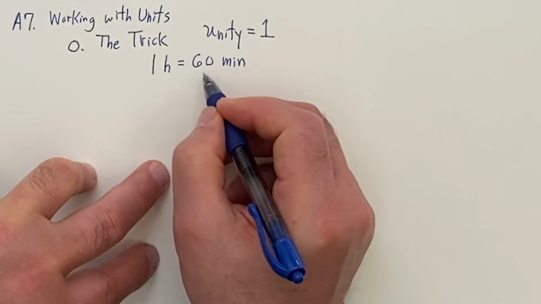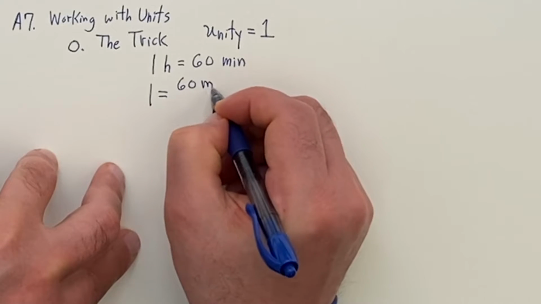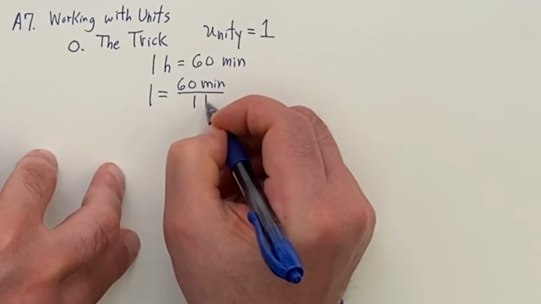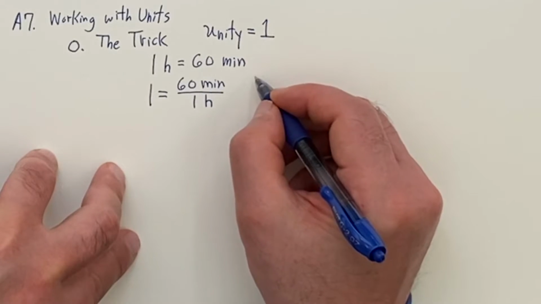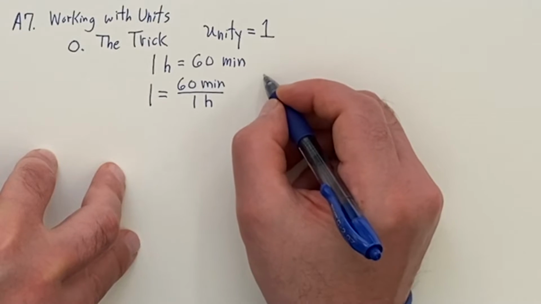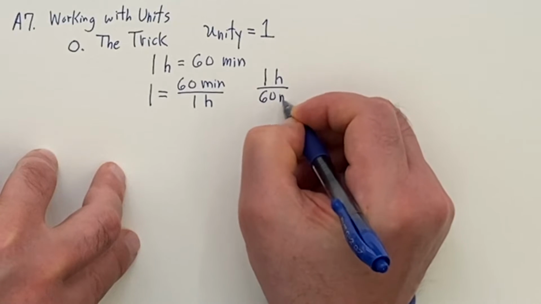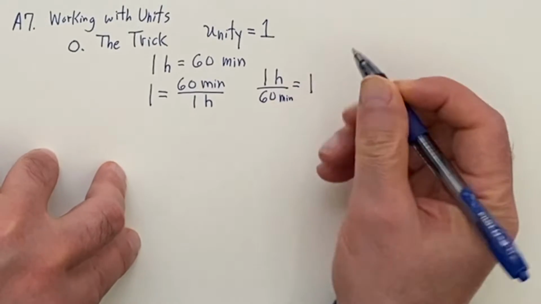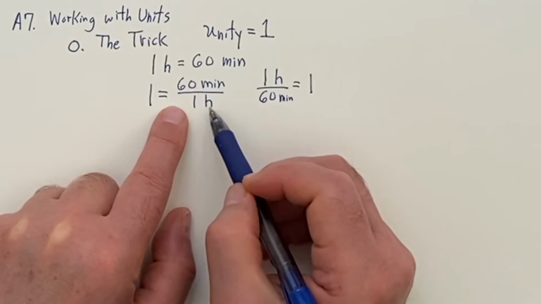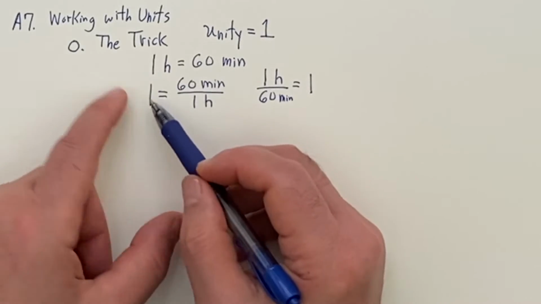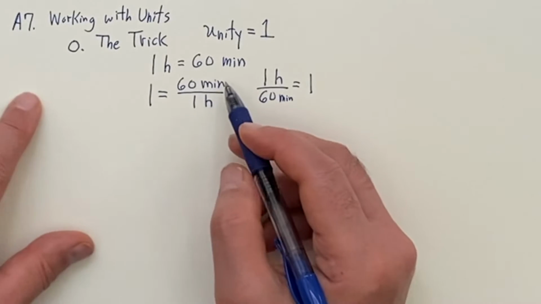Now, if you divide both sides of this equation by 1 hour, you get 1 is 60 minutes divided by 1 hour. If you divide both sides of that equation by 60 minutes, then you would get 1 hour over 60 minutes equals 1. So here, 60 minutes per hour, when you divide that, it's basically 1. You don't change the intrinsic value by multiplying by 1.